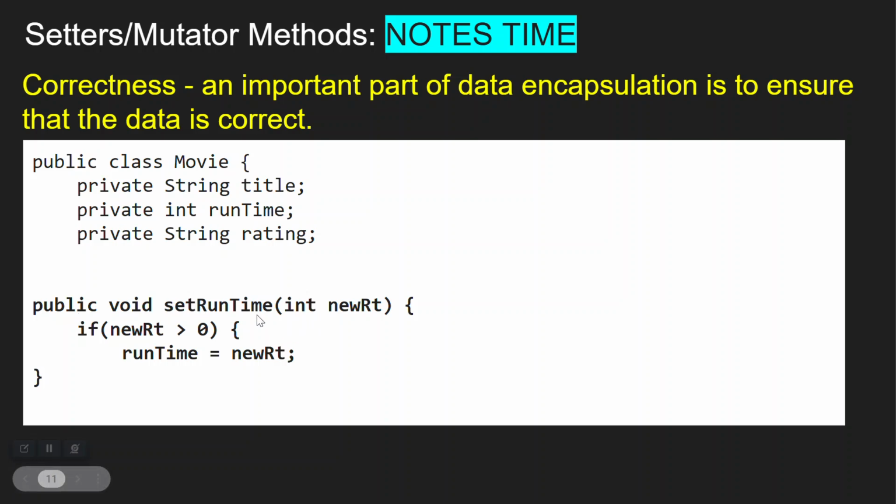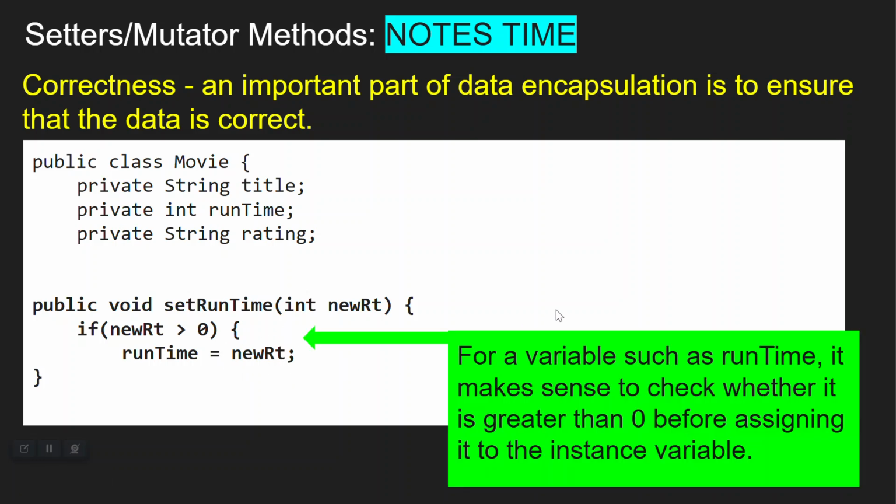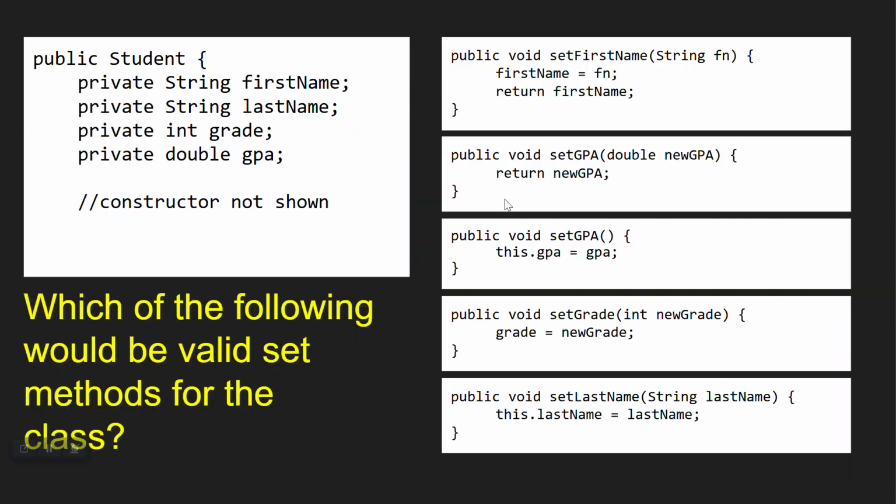When we are updating runtime, for instance, and we're checking the new RT as our parameter, we can say if new RT is greater than 0, go ahead and update your runtime. In that case, it makes sense to do it like that. So for an instance variable such as runtime, it makes sense to check whether it is greater than 0 before assigning it to the instance variable.